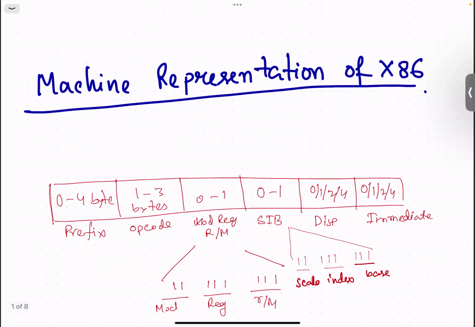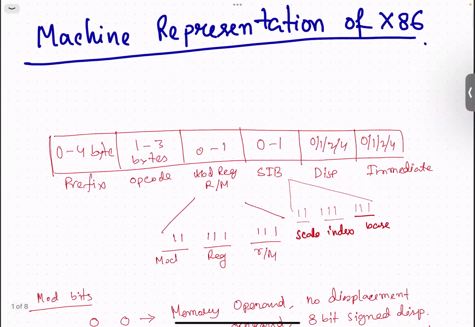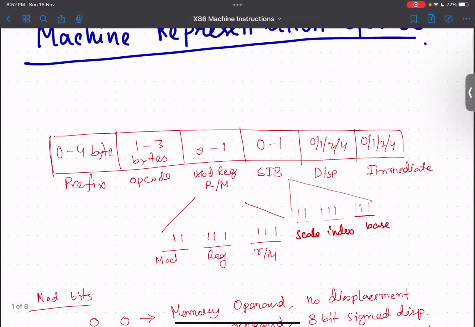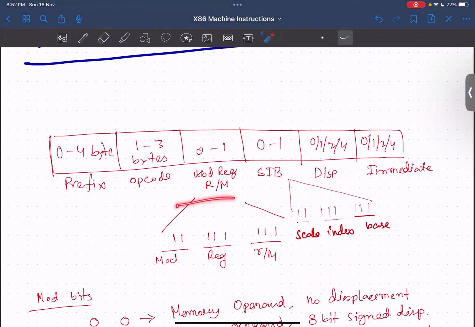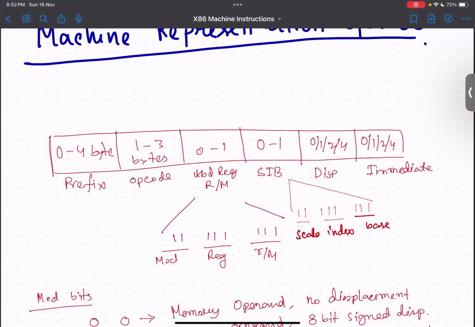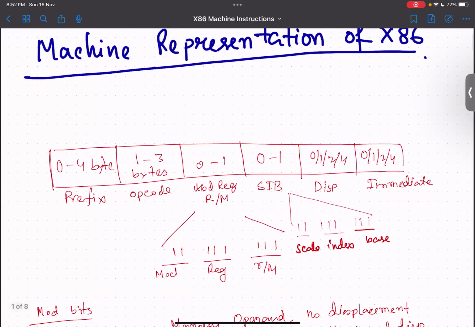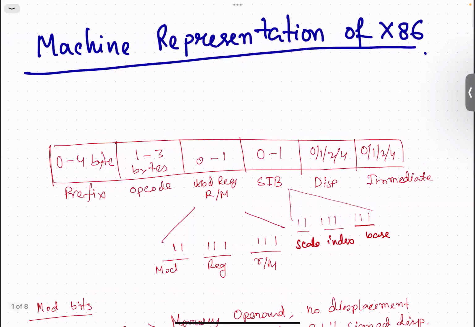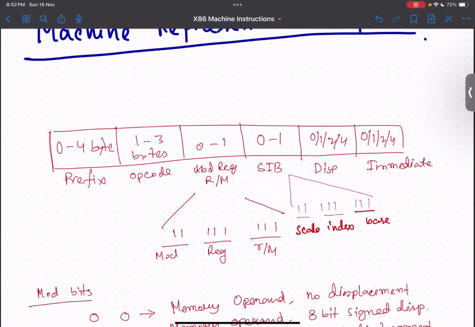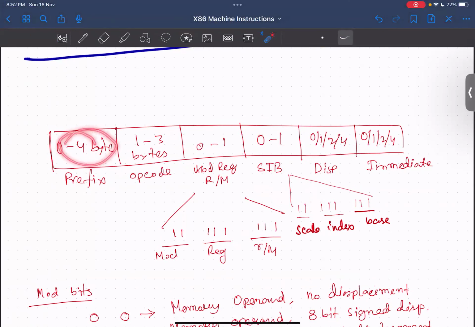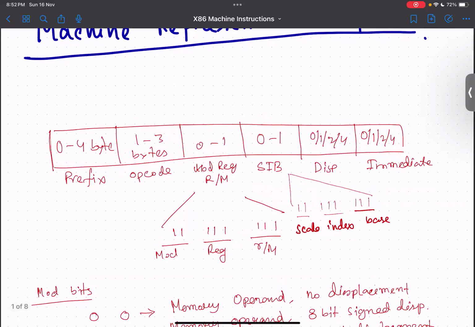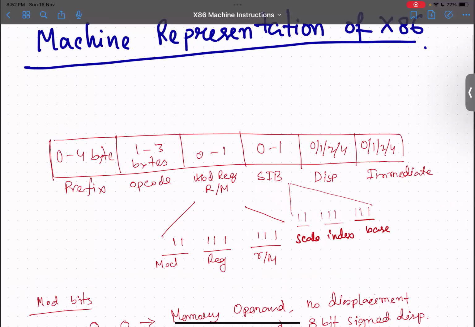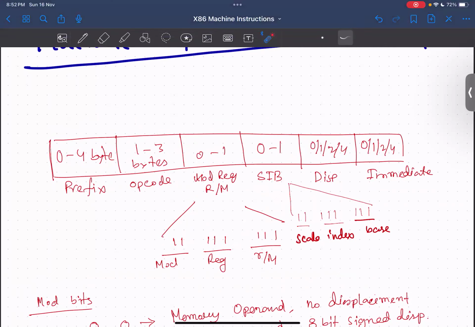So as I said, this video will be about the machine code representation of x86, and in the last video we have already seen the machine representation, right? So basically, an x86 instruction can be 1 byte to 16 bytes. The first 0 to 4 bytes can be the prefix, and then the next 1 to 3 bytes can be the opcode. Opcode is the required field. The rest are optional.